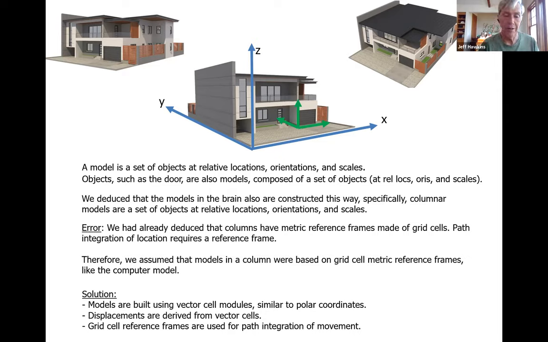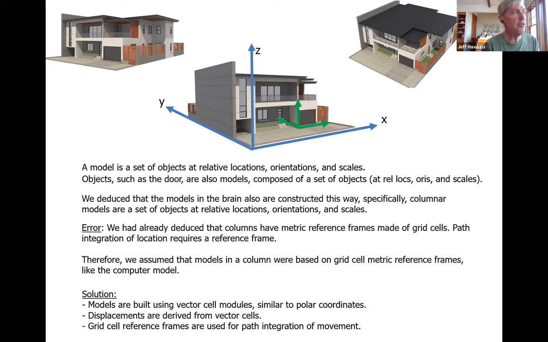So why do we have grid cell reference frames? Well, we still need to do path integration of movement. The basic theory is that we can represent the relative position of structures, the submodels, to each other using these more polar coordinate-like representations, and we calculate the displacements using differences between these vector cells. And yet we still have to have a reference frame, because when I move, I still have to figure out, if I'm moving straight, where am I going to be after I move for 1 second at this speed? I need a metric reference frame for that.